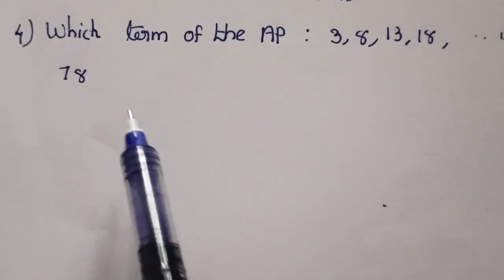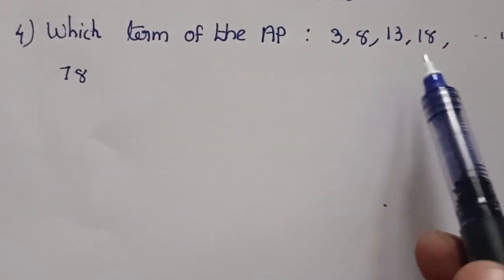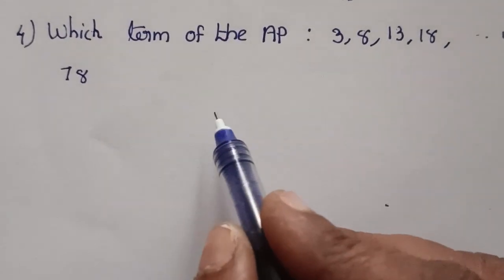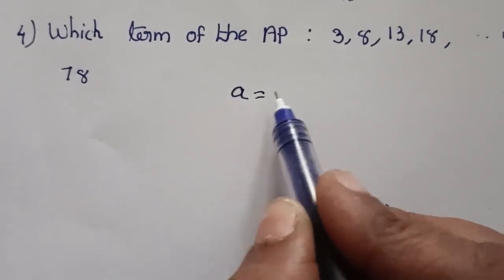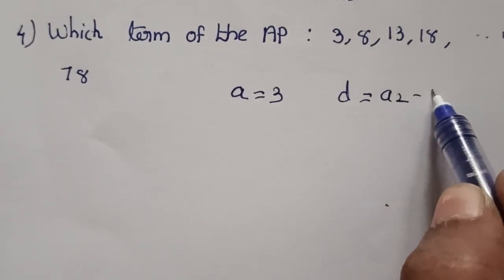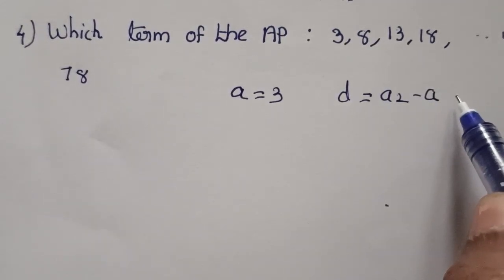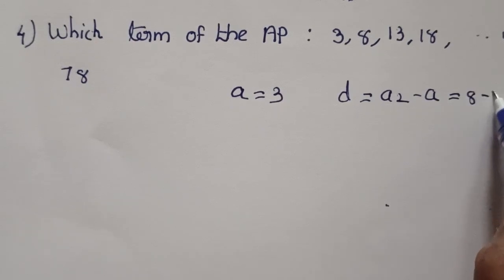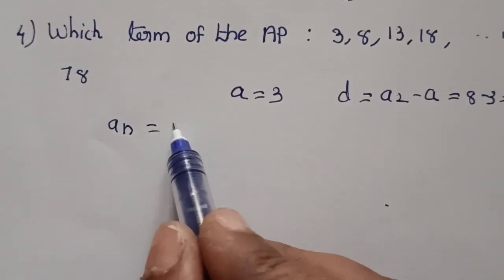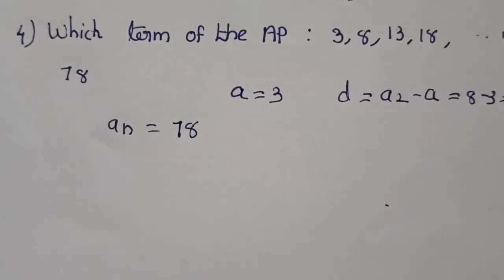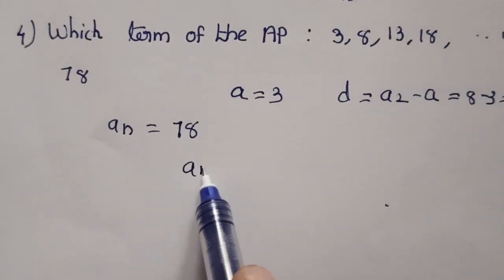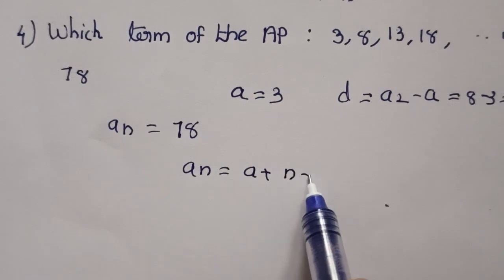Fourth question. Which term of the AP 3, 8, 13, 18, etc. is 78? So, we have given the first term a equal to 3. Common difference d equal to a2 minus a1, or a2 minus a, that is equal to 8 minus 3 equal to 5. Now, an is also given, it is 78. An equal to 78. We have to find which term is 78. That is an equal to a plus n minus 1 into d.